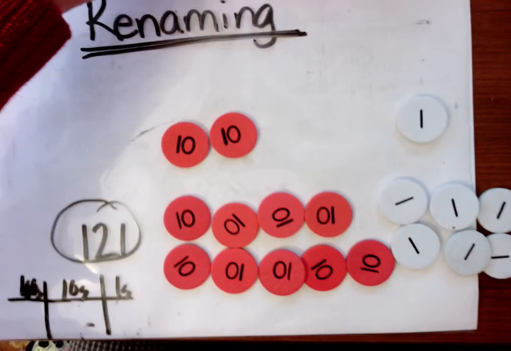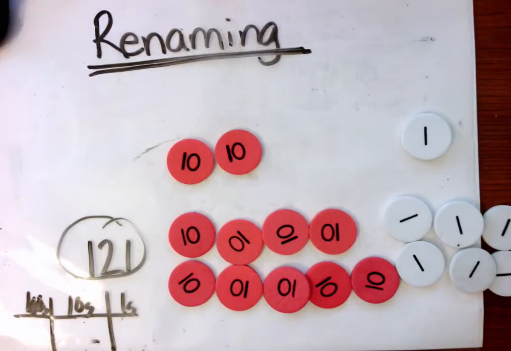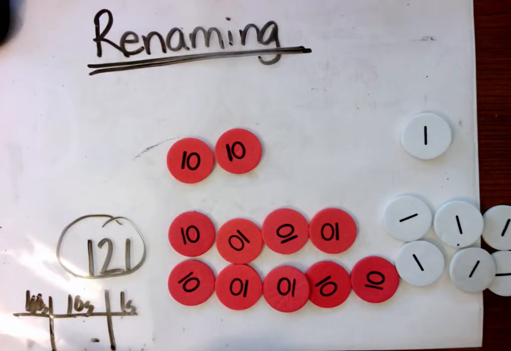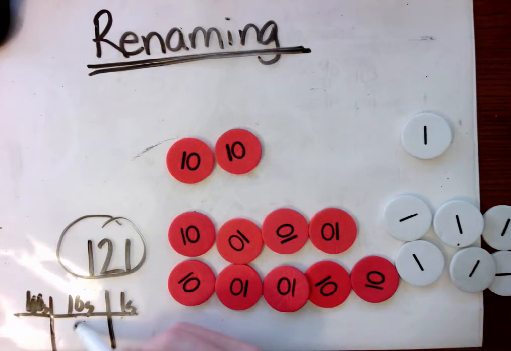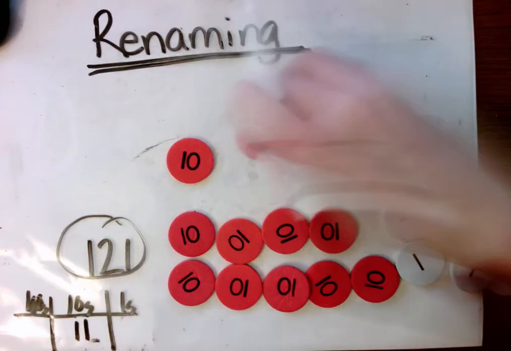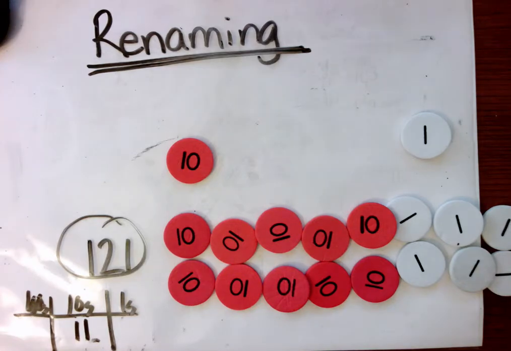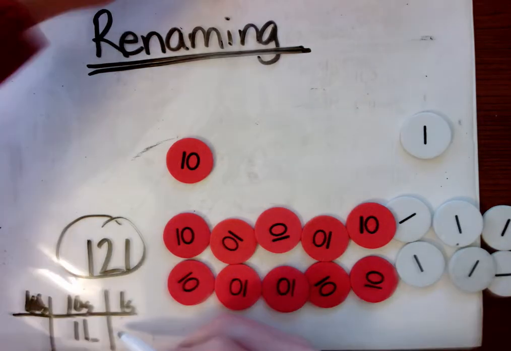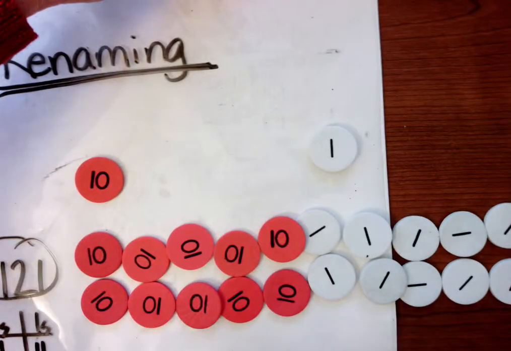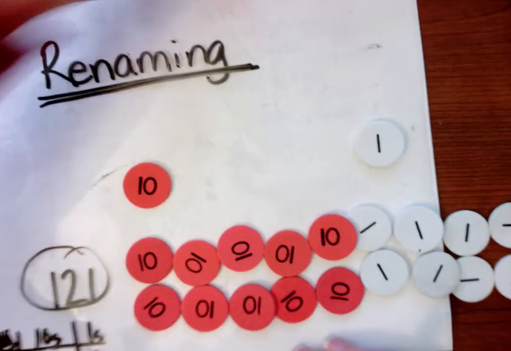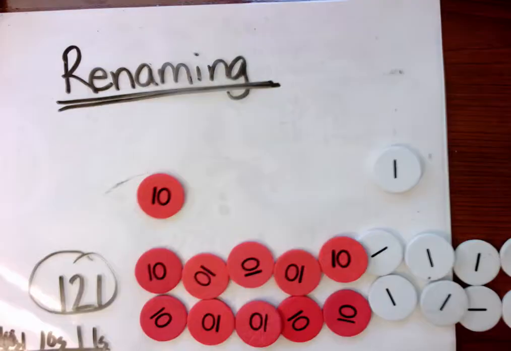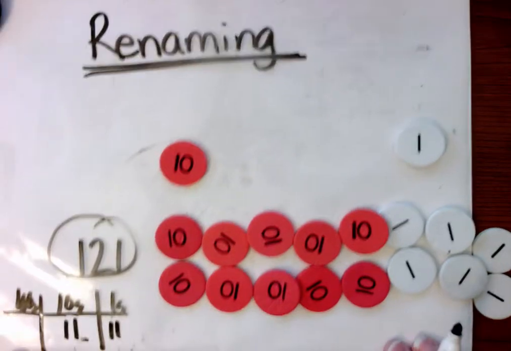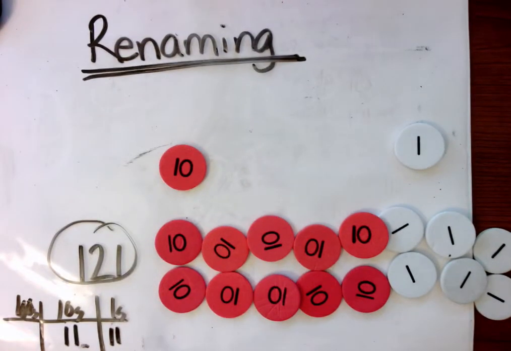is going to be no hundreds, 11 tens, and 11 ones. My number of 121 is represented with this name, 11 tens, 11 ones.